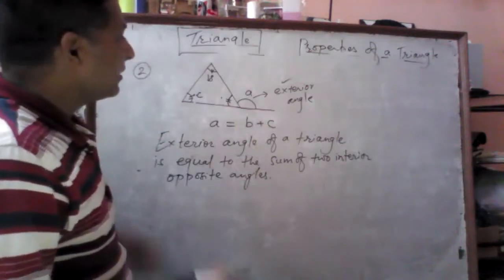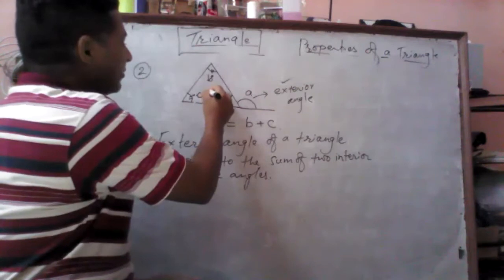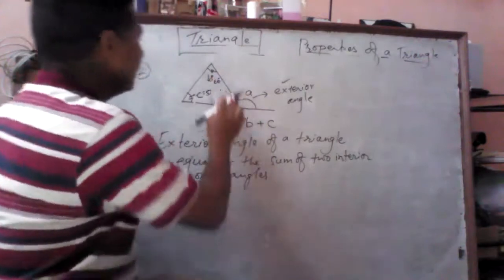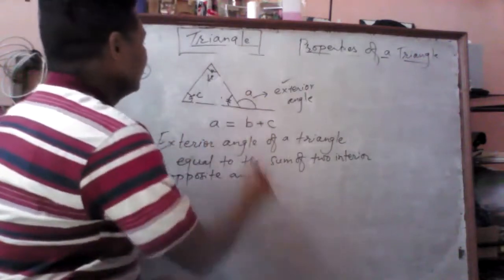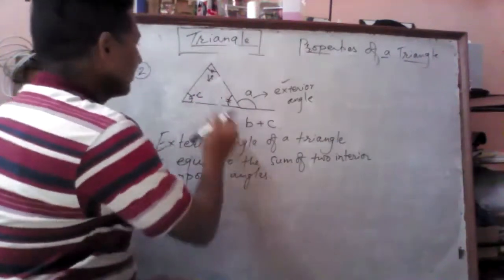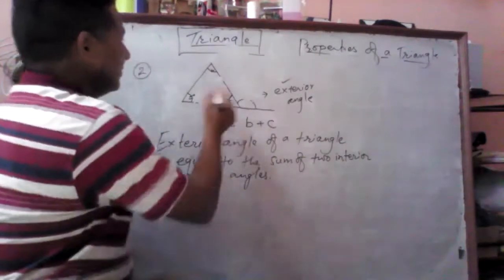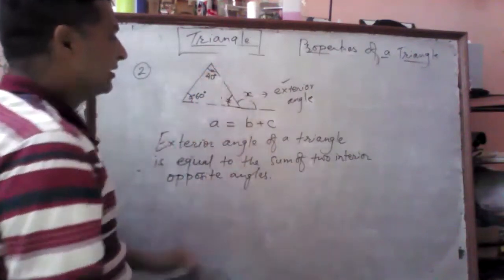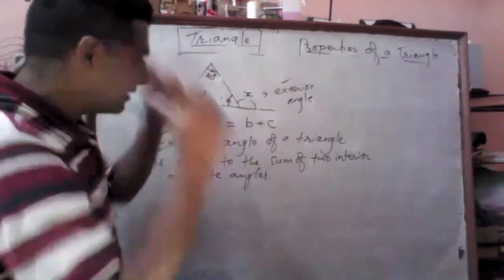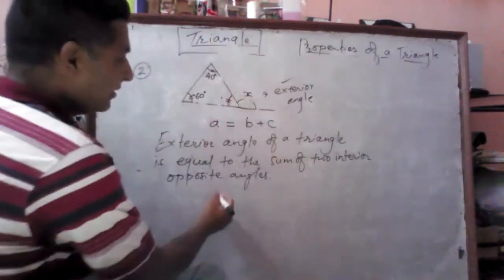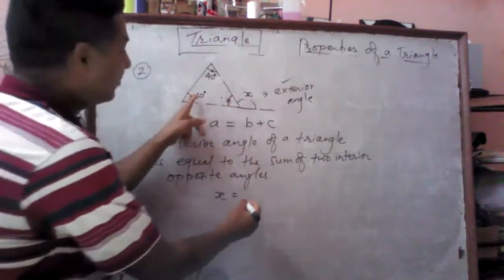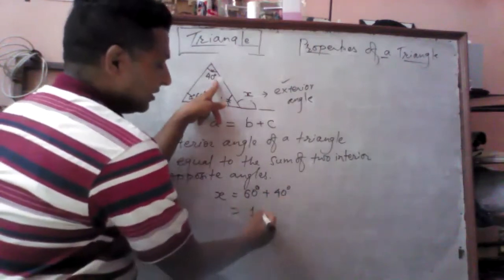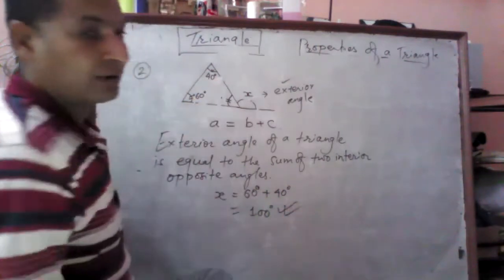So suppose this angle is 50 degrees and this angle is 60 degrees. Or let's say suppose this is X, one angle is 60 degrees, this other is 40 degrees, then what will be the value of X? We can use the same logic, that exterior angle X is equal to the sum of two interior opposite angles, 60 degrees and 40 degrees, that is 100 degrees. Like this we can find out.